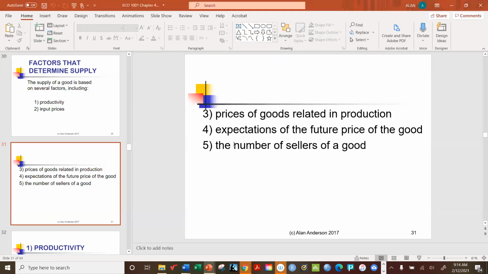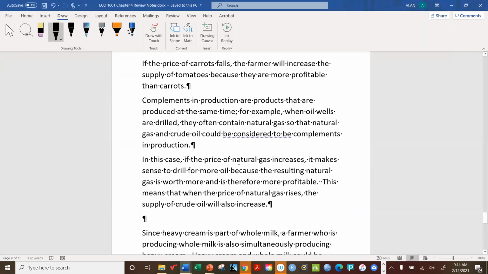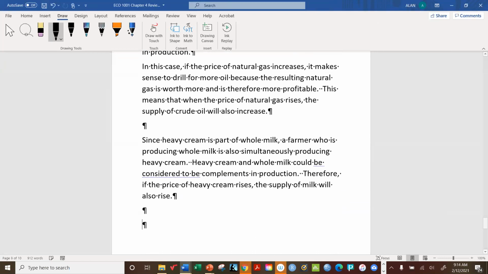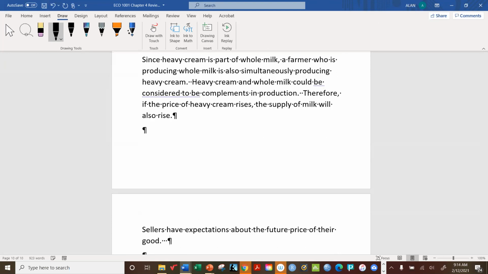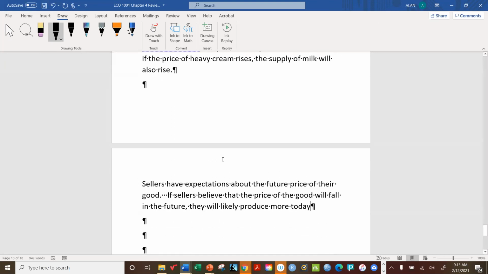Now, how about expectations? Corporations, or businesses or sellers, I guess we'll say, have expectations about the future price of their good, just like consumers do. Here, though, remember, they're trying to maximize their profits. If sellers believe that the price of the good will fall in the future, they will likely produce more today in order to sell it before the price falls.